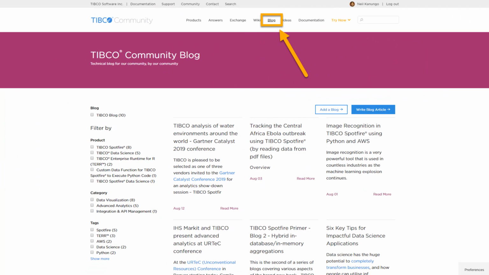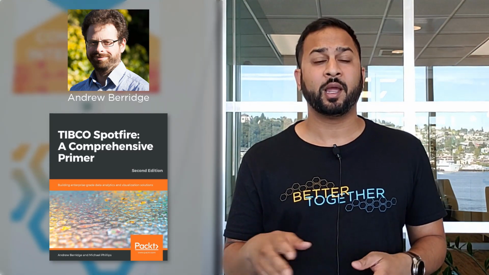Next, I want to point out the new TIBCO technical blog on our community. It's for technical blog articles that help you with the different TIBCO products you may be using. Now I want to point out a specific blog post by Andrew Berridge on my team. Now Andrew's a total genius with Spotfire. He's even written a book called A Comprehensive Primer for Spotfire. You can find it on Amazon, and I guarantee you, even if you're an expert in Spotfire, you're going to find all kinds of new things you didn't even know about.